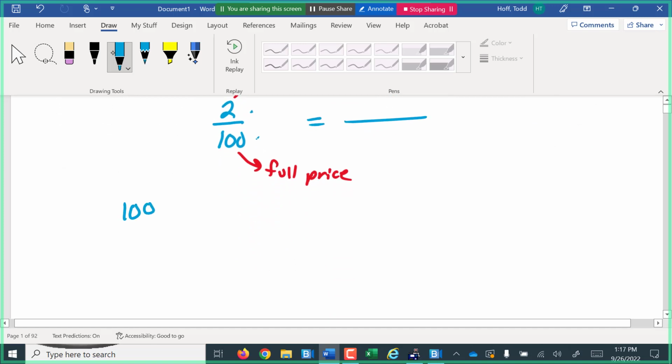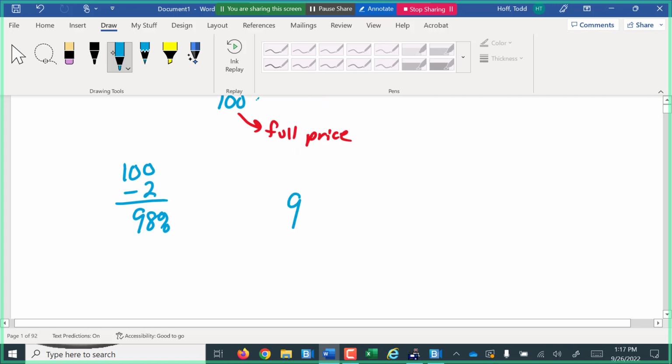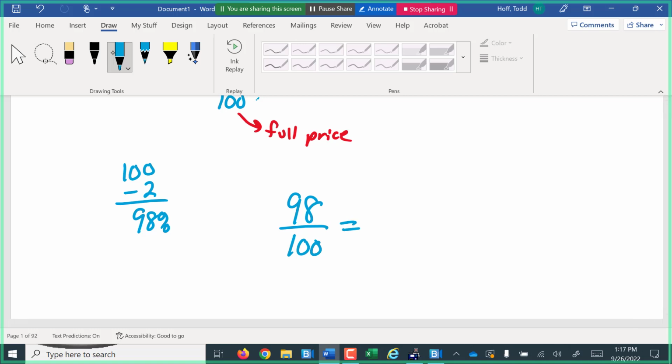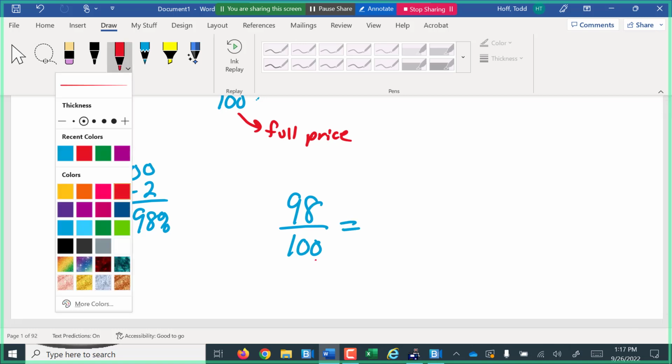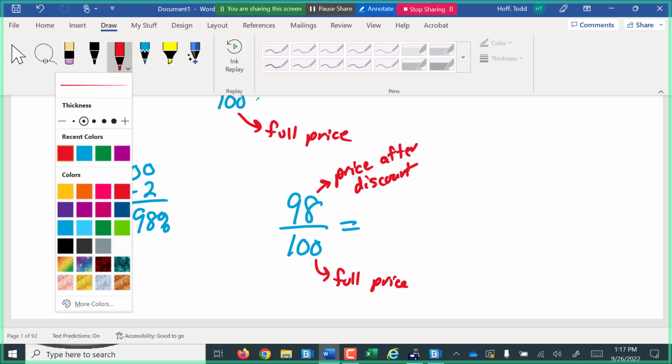Well, remember, we had 100%. We had a 2% discount, which meant what was paid was 98%. Good. So we had 98%. So we look at 98 out of 100. And now we look at what those represent. The 100 is still the full price, or the price before the discount. The 98 is the price after the discount. And that, of course, is where that $735 falls in.